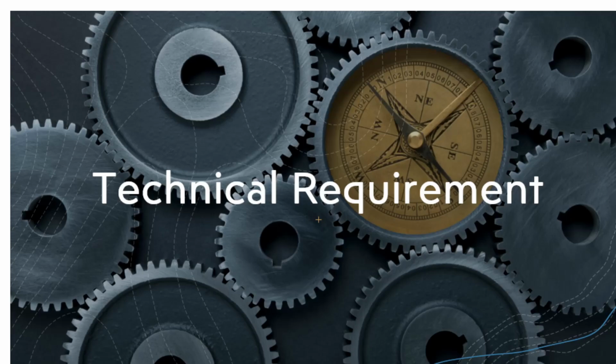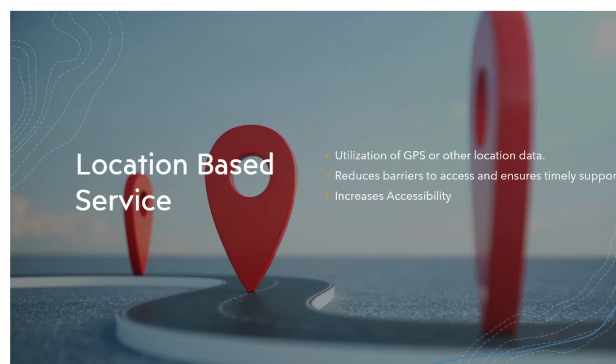Next slide, please. So, utilization of GPS or other location data. It involves utilizing GPS or other location data to determine the user's geographical location. These features can be used for various purposes, such as identifying nearby food banks and providing directions to donation centers, reduces barriers to access and ensures timely support.